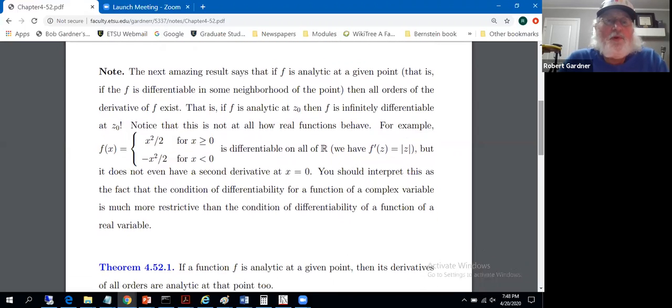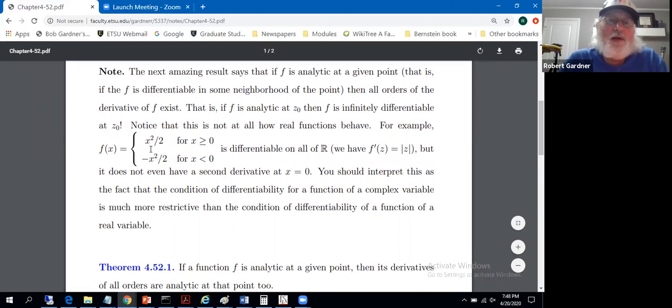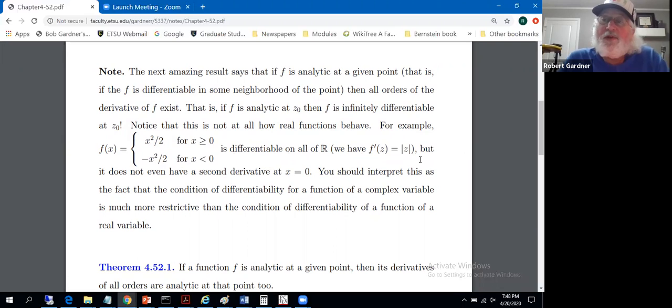Consider, for example, the function f of x equals, piecewise defined, x squared over 2 for x greater than or equal to 0, and negative x squared over 2 for x less than 0. That's differentiable. Its derivative is the absolute value function. But the second derivative doesn't exist. The second derivative doesn't exist at 0. Absolute value doesn't have a derivative at 0. So this kind of behavior, of simply being differentiable, doesn't imply infinitely differentiable, doesn't even imply twice differentiable in the real setting.